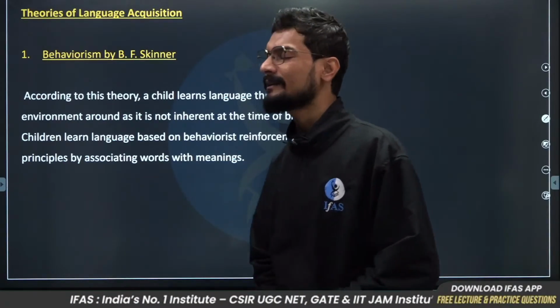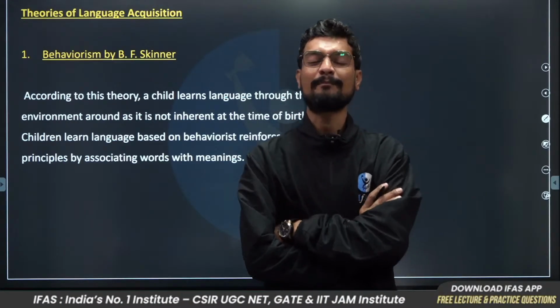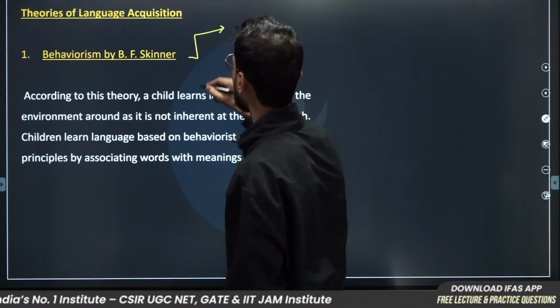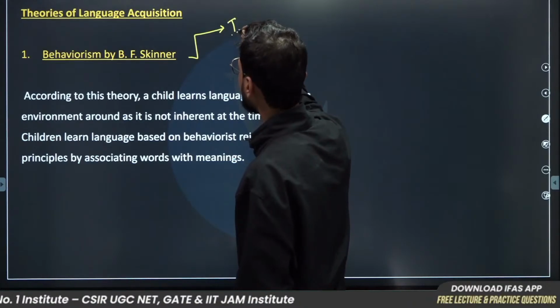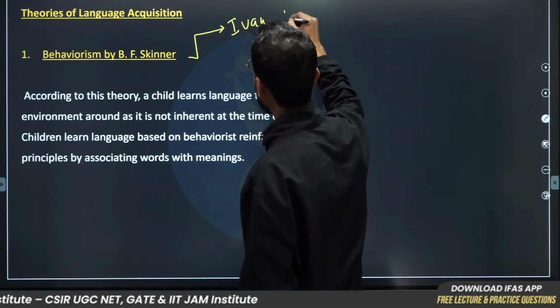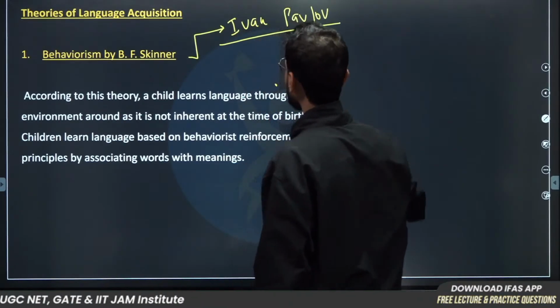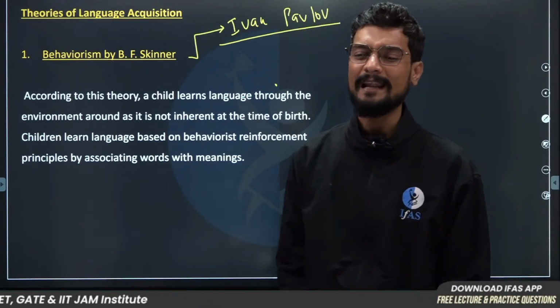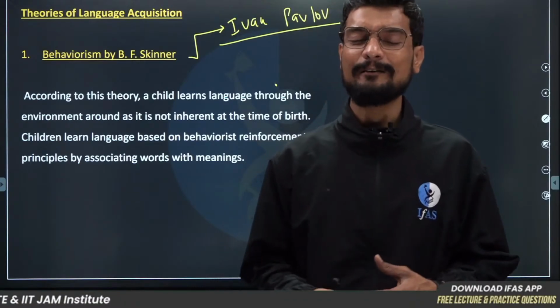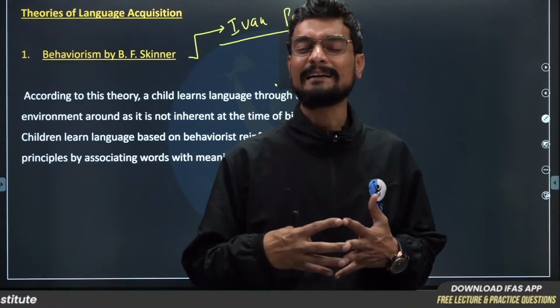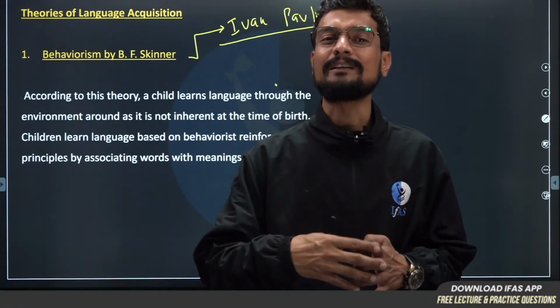The reason is that it is a theory developed by B.F. Skinner. When we talk about B.F. Skinner, we also have another theorist, for example, Ivan Pavlov. Both of these critics argue on the same ground that whenever we talk about language, the uses of language or the development of language, we always talk about how an individual interacts with its surroundings.